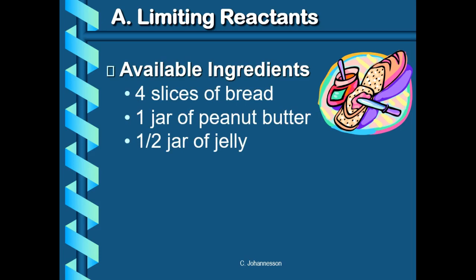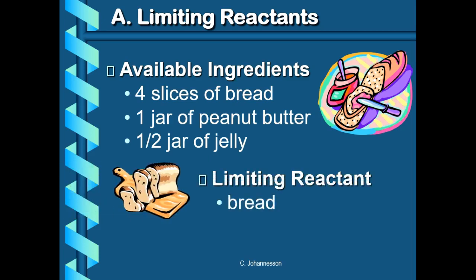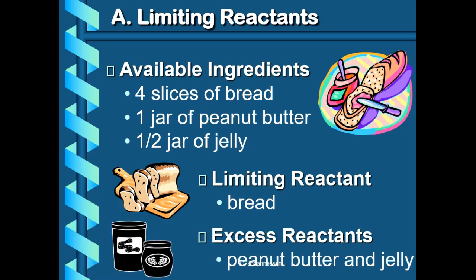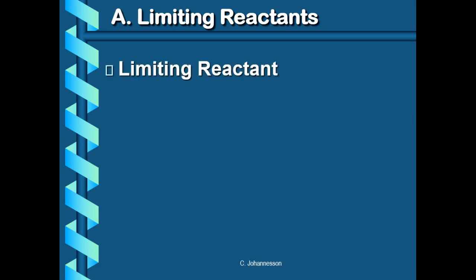You have 4 slices of bread, a jar of peanut butter, and half a jar of jelly. What's going to run out first if you're making sandwiches? The bread. And it's limiting. So what's going to be in excess? What are we going to have left over? Jelly and peanut butter. How many sandwiches are we going to be able to make? Just 2. Okay, that's kind of the basis for limiting reactants.